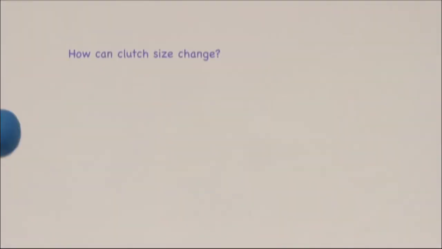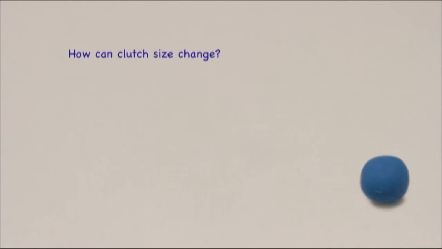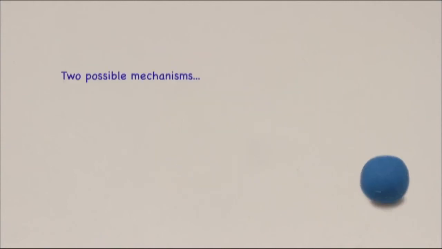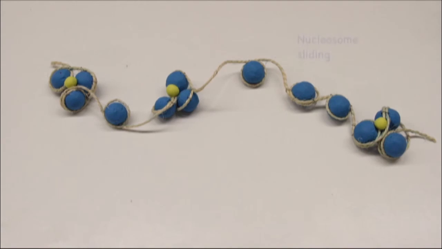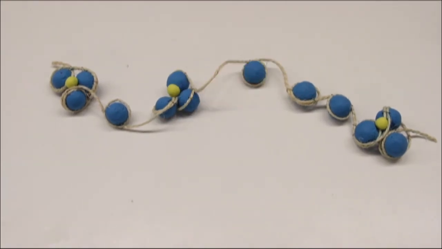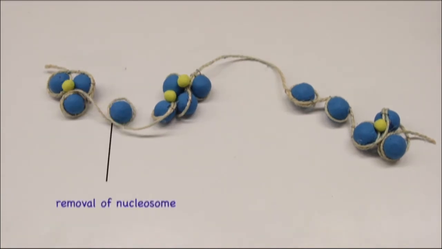How can the chromatin fiber go from containing mainly large clutches to containing mainly small clutches and vice versa during reprogramming? How are the nucleosome-depleted regions generated in the chromatin fiber? To address these questions, we hypothesized that 2 mechanisms, removal and sliding apart of nucleosomes, can play a role in generating smaller clutches in nucleosome-depleted regions.